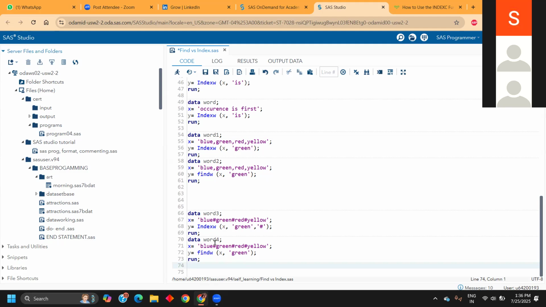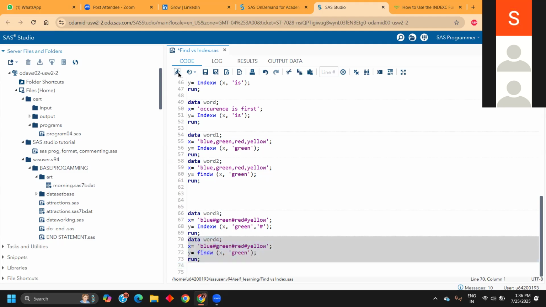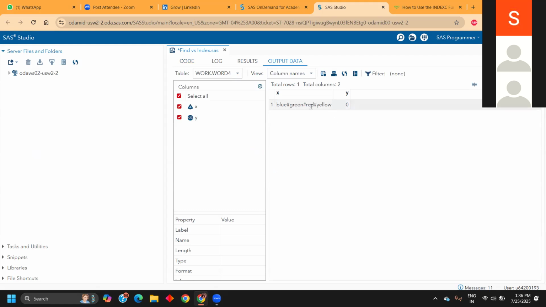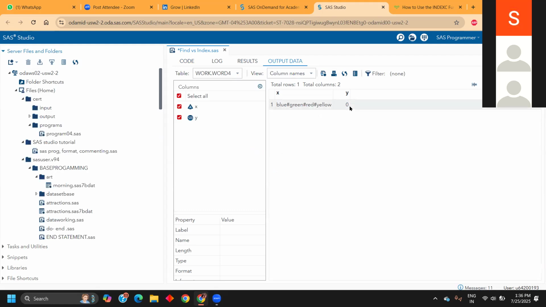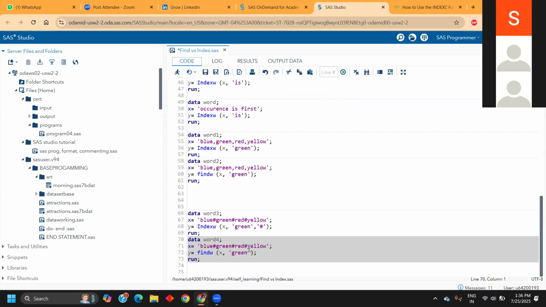Run this one, ma'am. What happens is, comma will be a default delimiter in SAS. You know it, right? We have comma as the default delimiter. Here, if I use hash as the delimiter, I did not get the output. Again I tried the same thing: if there is a comma, I got the output.